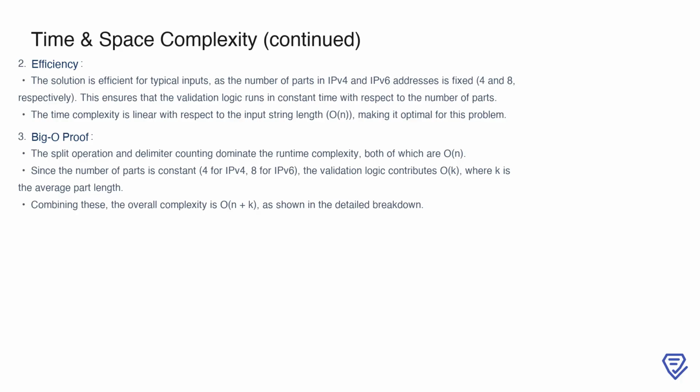The proof of the time complexity lies in the operations that dominate the runtime, delimiter counting and the split operation, both of which are O(n). The validation logic, constrained to a fixed number of parts, adds O(k), where k is the average part length. Together, these steps confirm that the overall complexity of the solution is O(n plus k), balancing efficiency and simplicity.